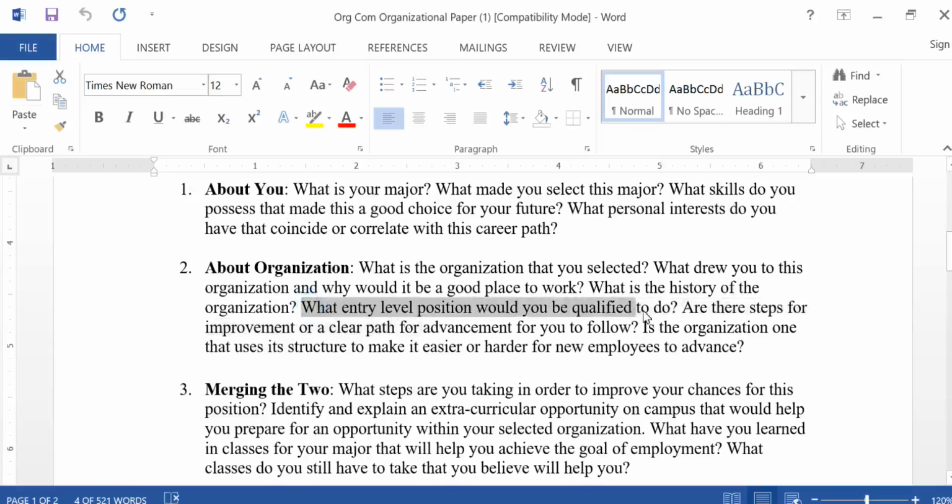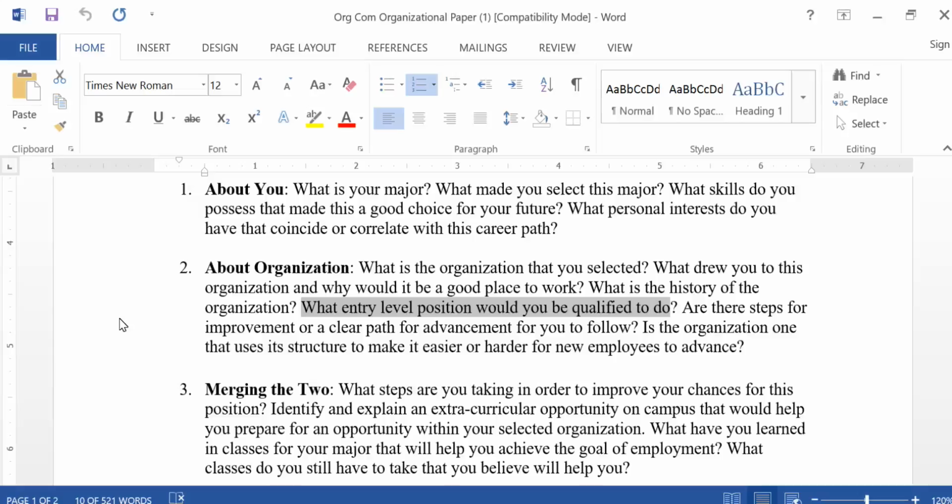What entry-level position would you be qualified to do? Please do not imagine yourself as becoming the president or CEO of an organization immediately. I'm thinking you're going to select an organization and select a pathway that as soon as you've got your college degree, you can walk into and be qualified for. So you need to do enough research on this organization to find what entry-level positions are. If there are no entry-level positions that you're qualified for, this might not be a good organization for this project.